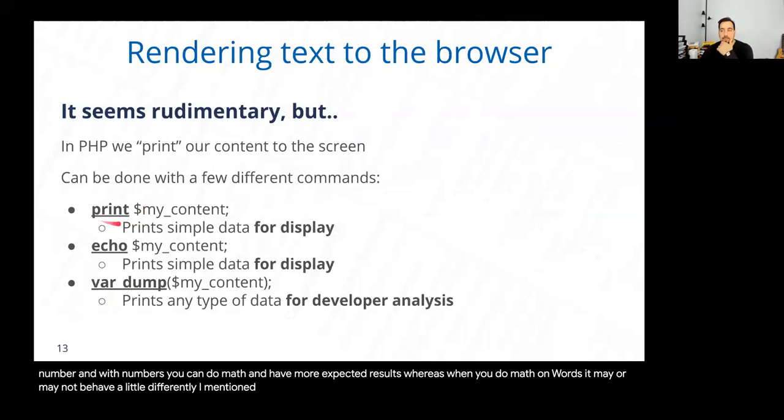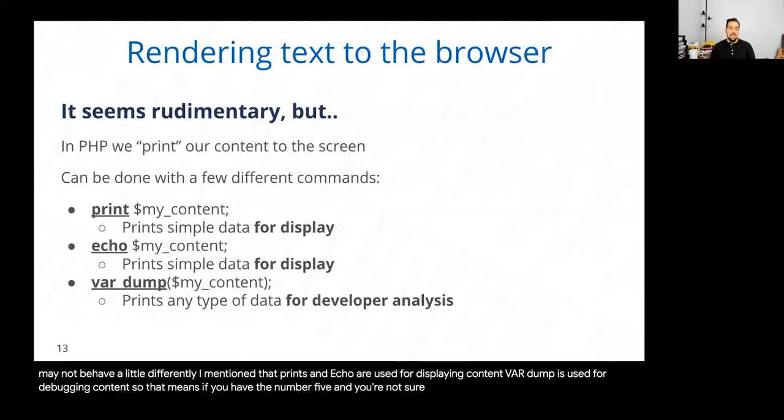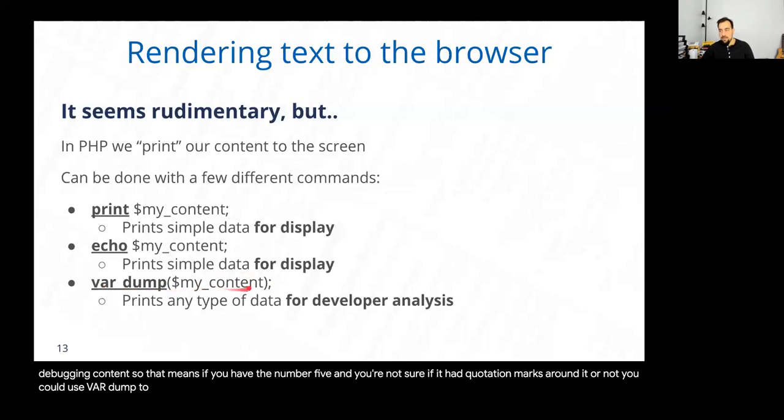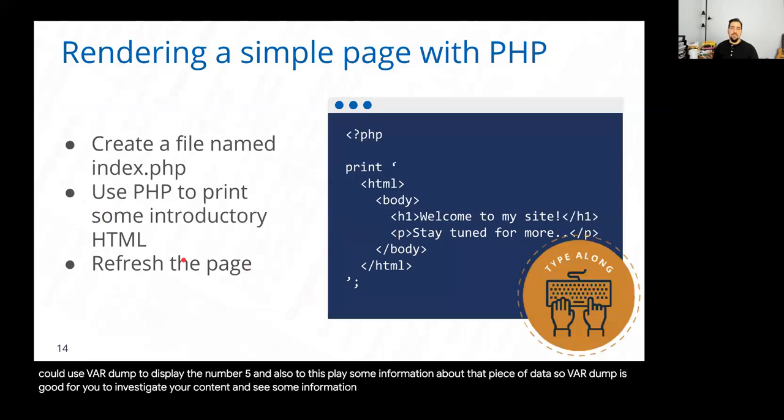Now, I mentioned that print and echo are used for displaying content. var_dump is used for debugging content. So that means if you have the number 5 and you're not sure if it had quotation marks around it or not, you could use var_dump to display the number 5 and also to display some information about that piece of data. So var_dump is good for you to investigate your content and see some information about it.